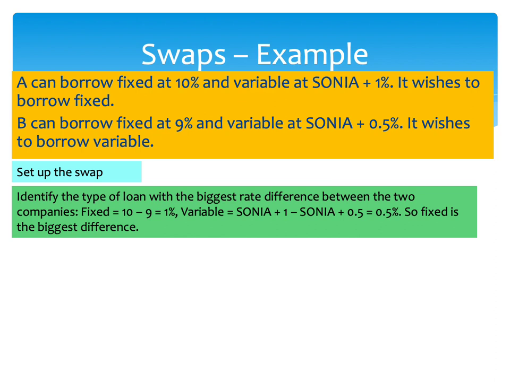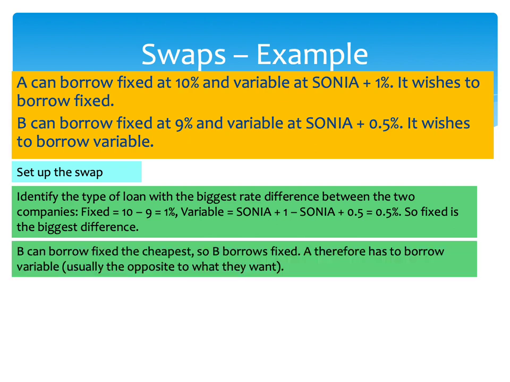The variable loan difference though is a little bit narrower. So A can borrow at SONIA plus 1%, B can borrow at SONIA plus 0.5%. So if B was to do the variable rate borrowing that these two companies need, you'd only make a saving of 0.5%. So fixed gives you the biggest overall saving between these two companies. Okay, there's a bigger difference between the two interest rates with fixed. So what that means is because B can borrow fixed the cheapest, and that's got the biggest saving, then B has to borrow the fixed rate loan that these two companies need.